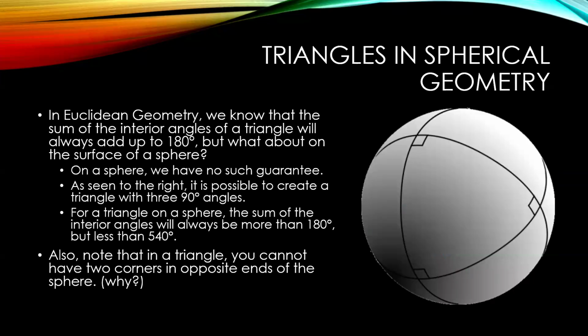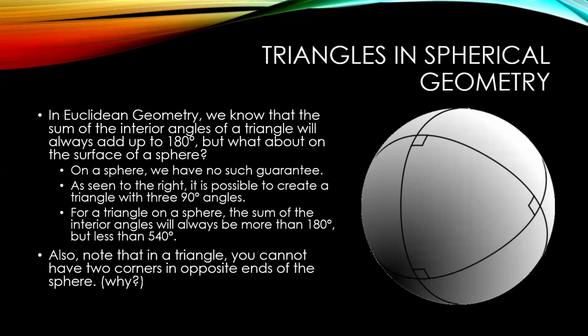And so what do triangles look like then? Well, in Euclidean geometry, we know that the sum of the interior angles of a triangle will always add up to 180. But that's not going to be the truth on the surface of a sphere. If you look at this example over here, we have a triangle which is made up of three lines, the lines being the arcs from a great circle. And in this case, they add up to 90, 180, 270 degrees. And so something weird is going on.